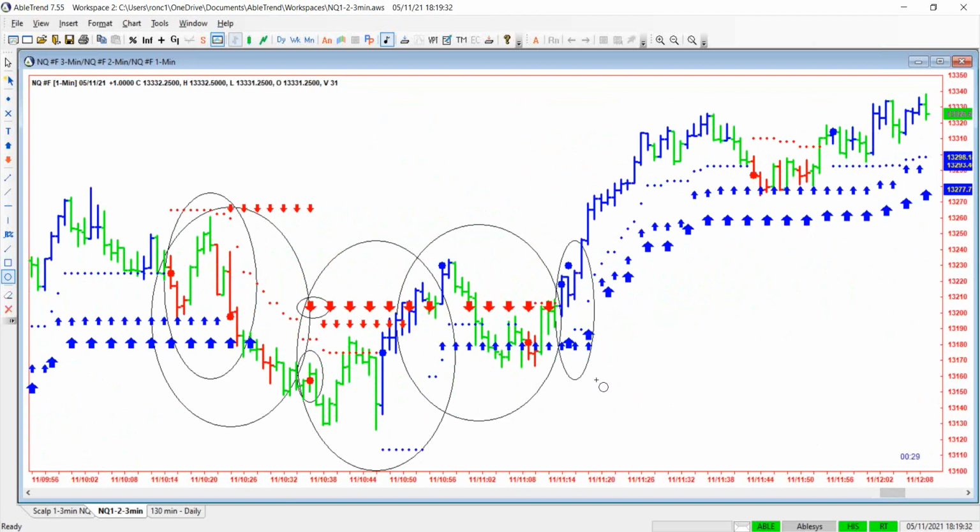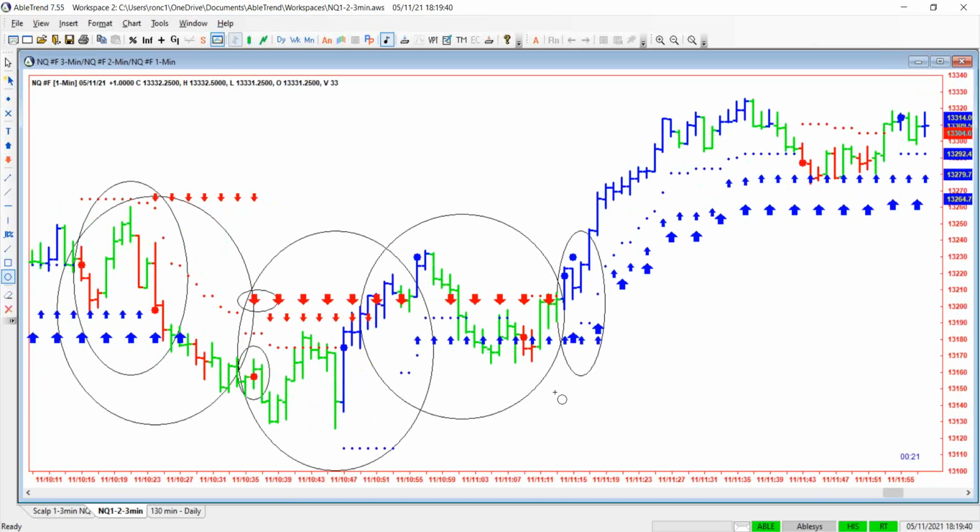And then here was a killer trade. Big time money. This was the best one of the day. Right around 11:15 Eastern, you had the perfect triple confirmation trade. You got the 3 minute blue arrow. You got the 2 minute blue arrow, came in a little before. That's okay. You got the 1 minute dot. You got a blue bar.